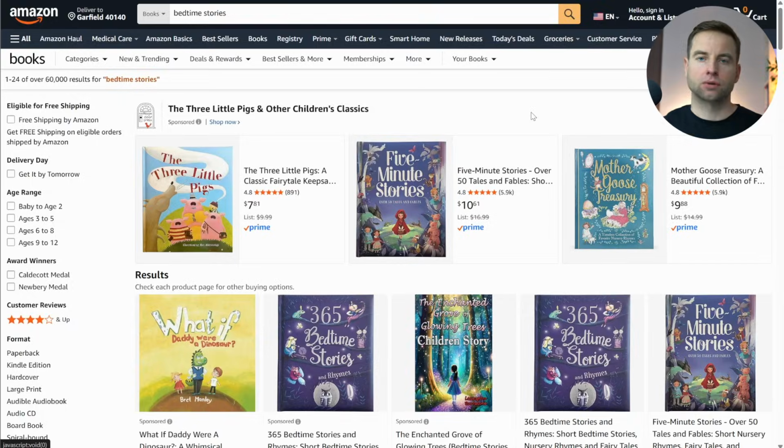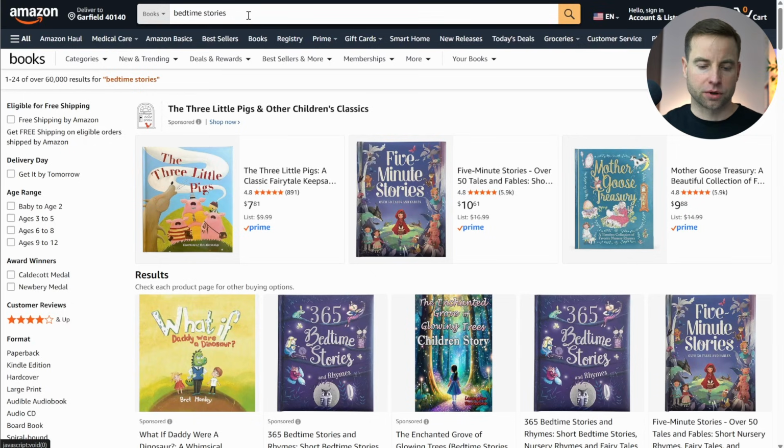We can do it for free, just looking around and doing research on Amazon. We can also use some paid tools, but at this stage, we don't have to invest in any additional software. I'll show you how to do it for free. Let's go to the Amazon website, and let's say that we are selling a book with bedtime stories.